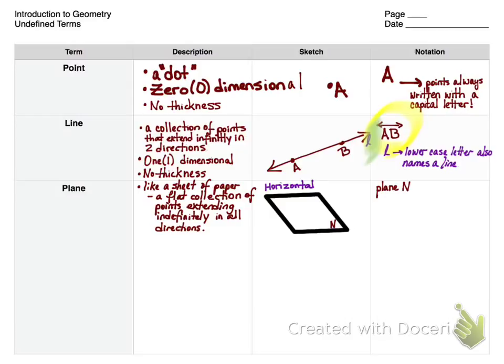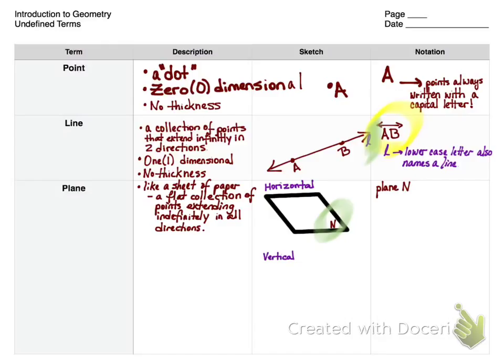Now, a horizontal plane, or a vertical plane, any plane, you can write about it with a capital letter. It's usually a cursive capital letter. So like the capital letter N here is in the corner. And that we write the word plane in front of when we're writing about it. We don't just write N, we write plane N. Because if you just wrote N, that means a point. Got to write the word plane in front of it.